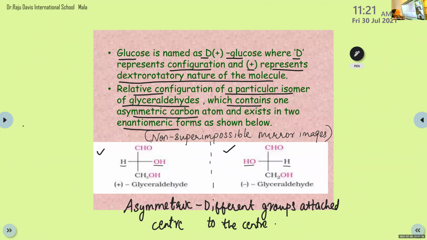Clear? In your structure, it's like that, and in the mirror image it will be opposite like this. That's it. Here this plus glyceraldehyde and minus glyceraldehyde, these are the two enantiomeric forms. This is clear, children? Non-superimposable mirror images. So we are comparing the structure of glucose with two forms of this glyceraldehyde.